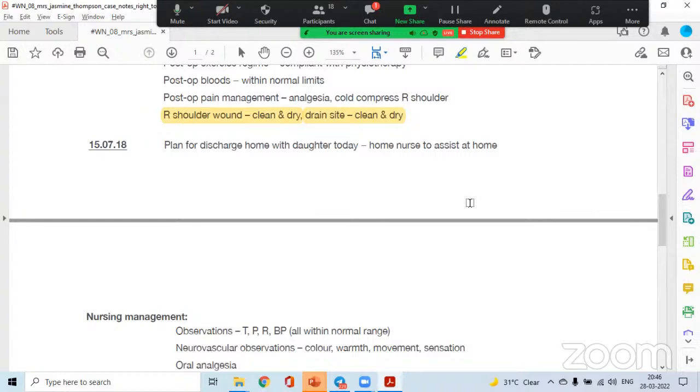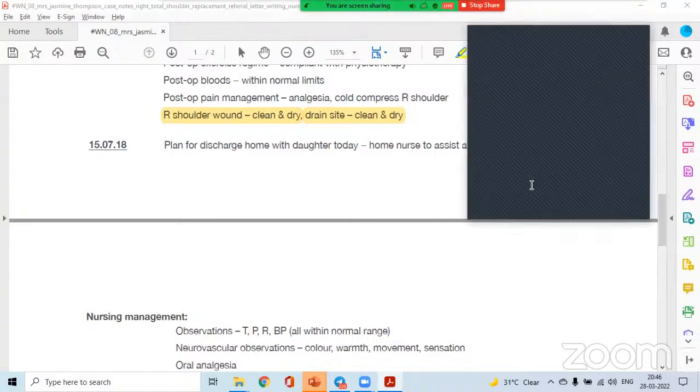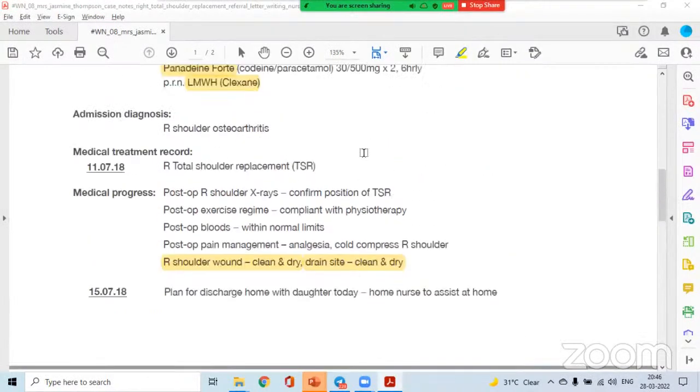So, is this information relevant? Wound site. Is it relevant or irrelevant? This is relevant. This is very, very important. It is needed. It is necessary. It is extremely necessary.